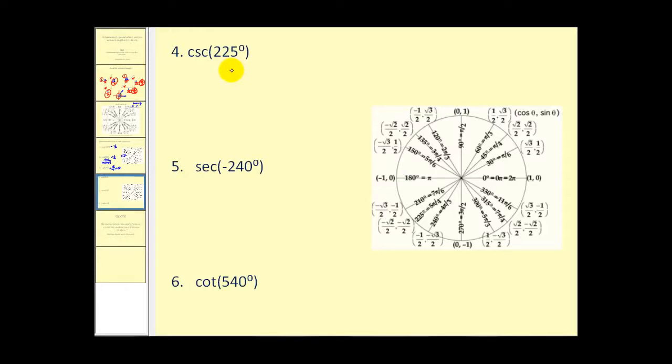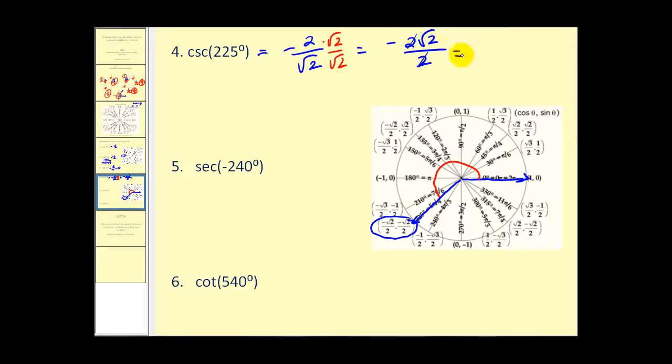Now we want to find the cosecant of 225 degrees. Let's sketch it. We can see it labeled here. There's the terminal side. So we can use this point to determine this value. Remember that cosecant theta is equal to the reciprocal of sine theta, and sine theta is equal to y. So we want to take the reciprocal of negative square root 2 over 2, which would be negative 2 over square root 2. Let's go ahead and rationalize this. We would have negative 2 square root 2 divided by 2. To simplify, we have negative square root 2.